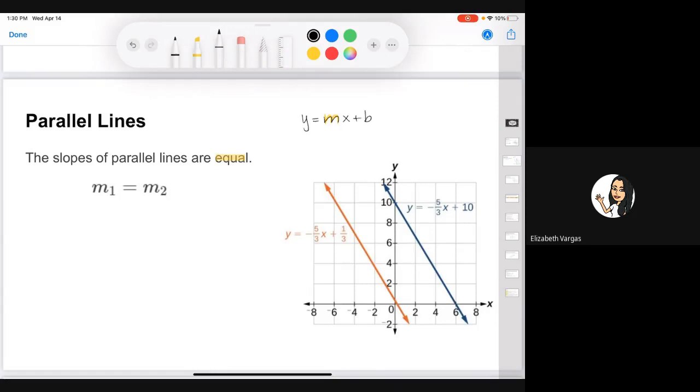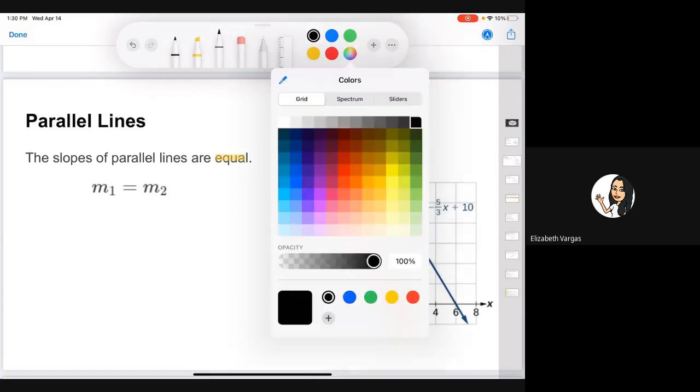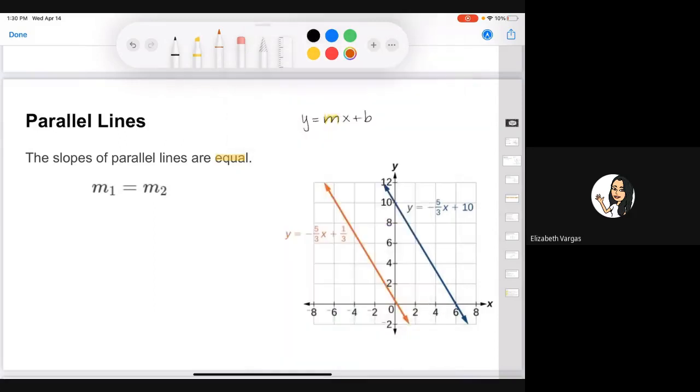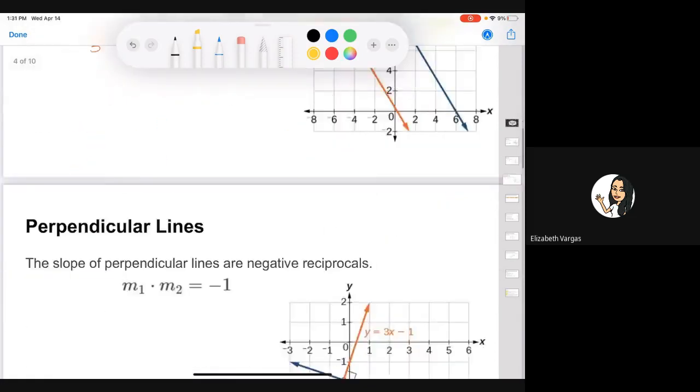And so what you'll notice is the m of this orange line is -5 over 3. And in order for the other line to be parallel to that, we want it to also be equal to -5 over 3. And that is in fact the case. That's what we see here. And so because of that, we can determine that these two lines are in fact parallel. So the slopes of parallel lines are equal.